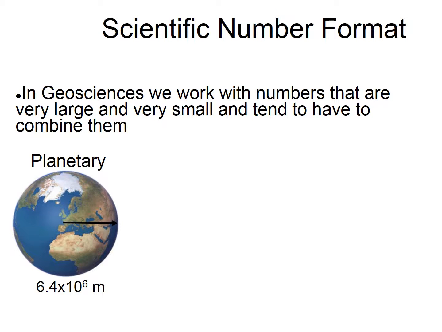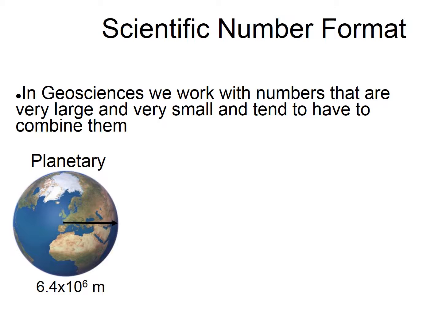Scientific number format. This is basically how scientists write down numbers. The reason we write it down in this special way, instead of actually writing out the number of meters that is the radius of the Earth, is that we use this kind of notation where we have some number between 1 and 10, obviously the right number for the quantity, times 10 raised to the power of something.